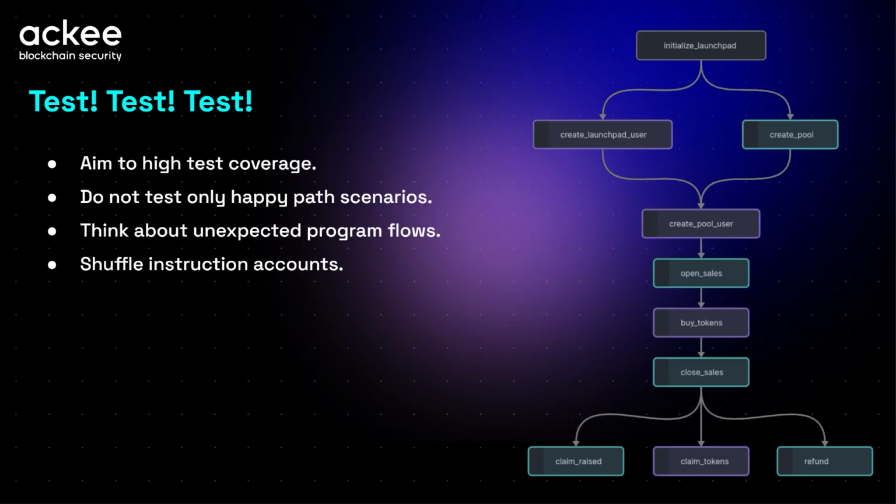And so this is one thing. You should really test different program flows, but you should also test that someone supplies unexpected accounts to your program. So you can see in this diagram that, for example, opening sales can be done only by the administrator of the ICO, then you should also test that it is really the case that only a specified admin can do it and not an unauthorized user.